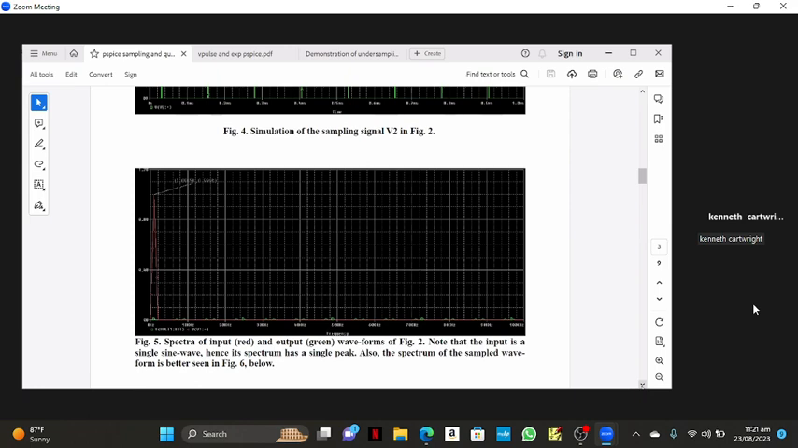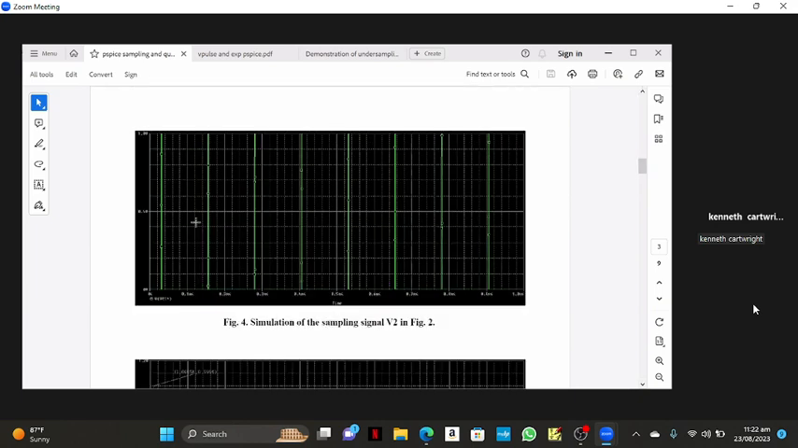The green is the spectrum of the sample signal, and you can't see it very well because it's a lot smaller than my original input sine wave. My input sine wave is at 1 volt, and the sample signal is, I didn't tell you this earlier, so listen carefully. The sample signal amplitude is actually at the average value of this waveform here, the sampling signal.